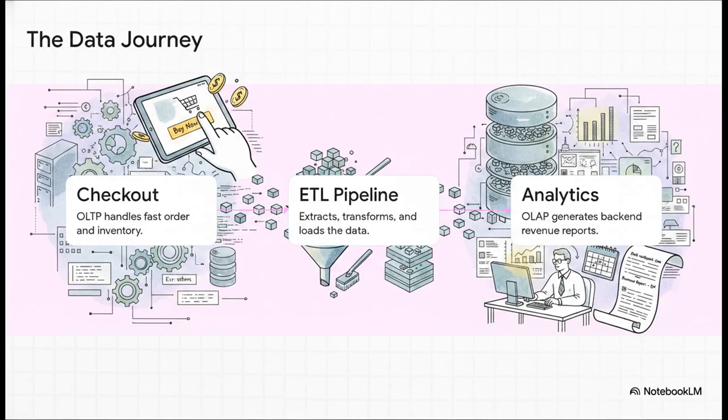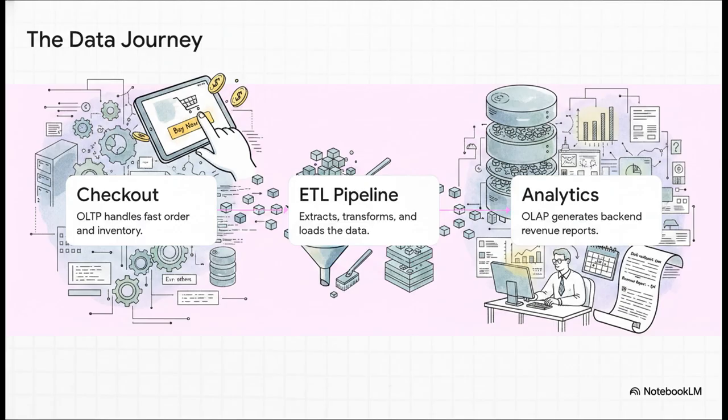Then we hit Step 2, a process called ETL, that stands for extract, transform, and load. Behind the scenes, the system periodically extracts a copy of that new order data from the live OLTP database, cleans it up, and loads it into an entirely separate data warehouse.